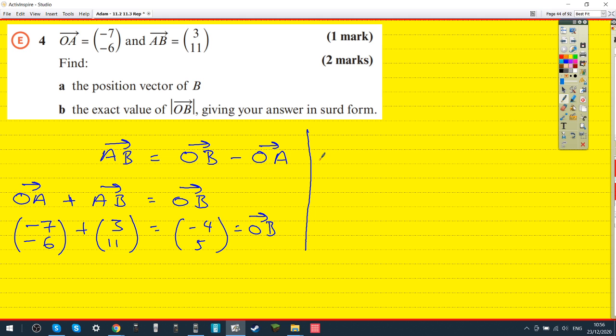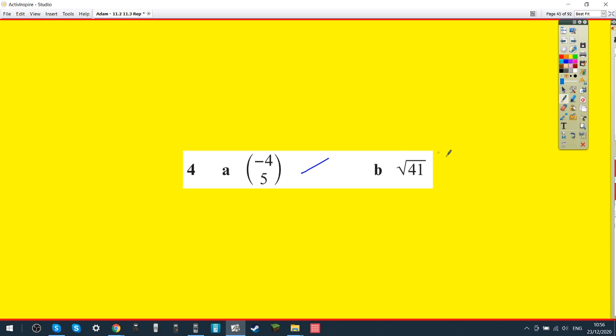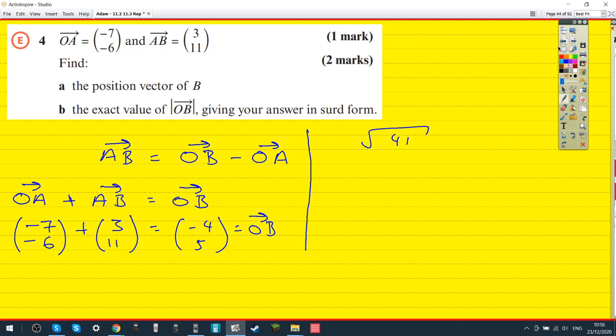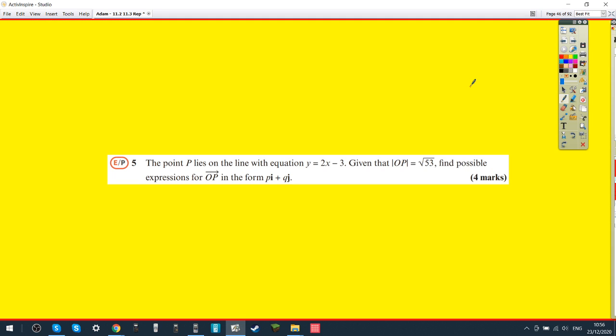It's fine. I got square root of 41. Okay, root 41. Hang on, minus 4 or 5? We said minus 4, 5. Yep. Alright, how about this?